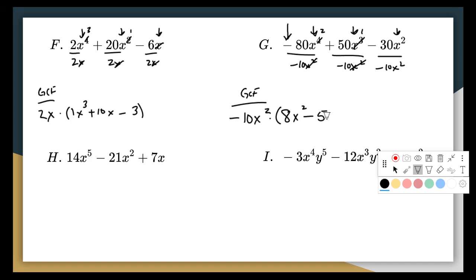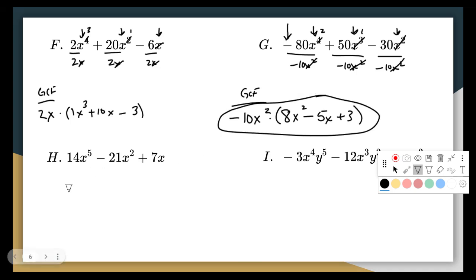1 power is left. Negative 30 over negative 10 is positive 3. 2 powers on top, 2 on the bottom. They knock each other out. There's my answer. In H, 14, 21, and 7. 7 is the first number that goes into all three.